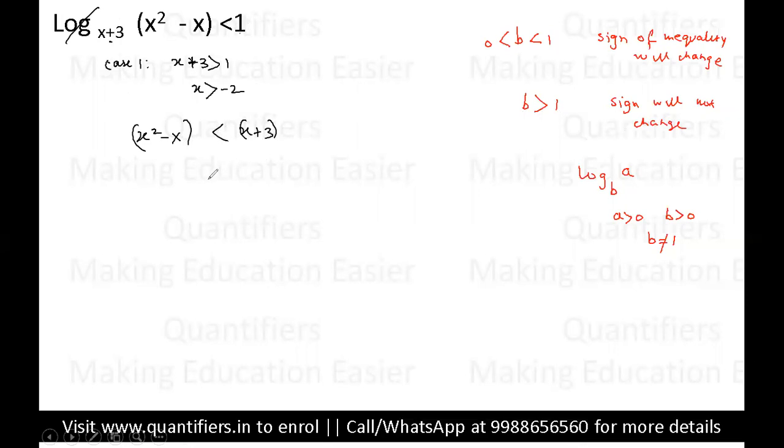Now, most of the students, they miss out on one case. Students, whatever thing you are taking the log of, just now I told you that a should be positive. We are finding log of a, so a should be positive. So this thing should also be positive. x square minus x should be positive. So that means it should be greater than 0.